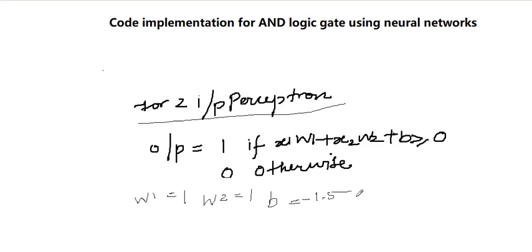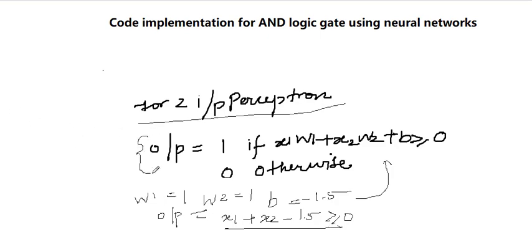Now, if I put all these values in this equation, then what do we get? My output becomes W1 is 1, so it will be just X1 plus X2 minus 1.5, and this should be greater than or equal to 0. Now, this condition which we defined for this perceptron is one kind of activation function. Activation functions are the ones which activate the neurons in your neural network. So we need to define some activation function which will activate your neuron to work in some condition.